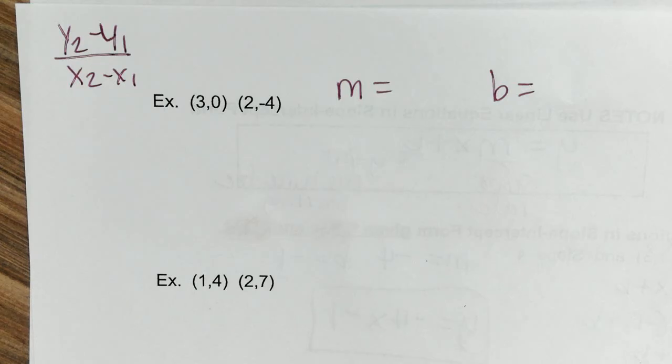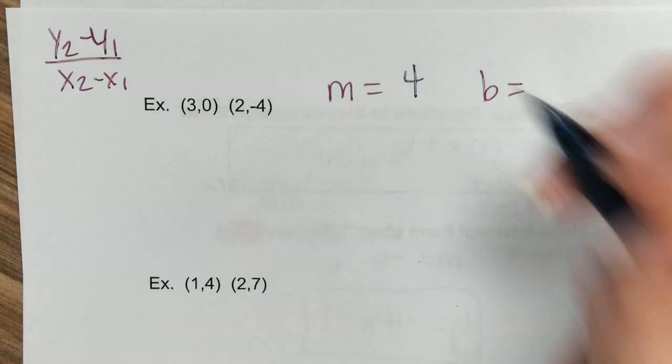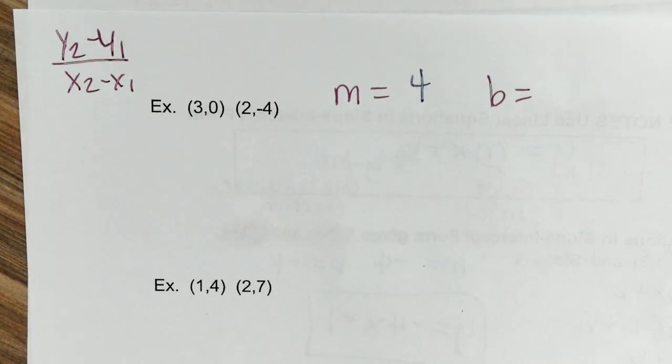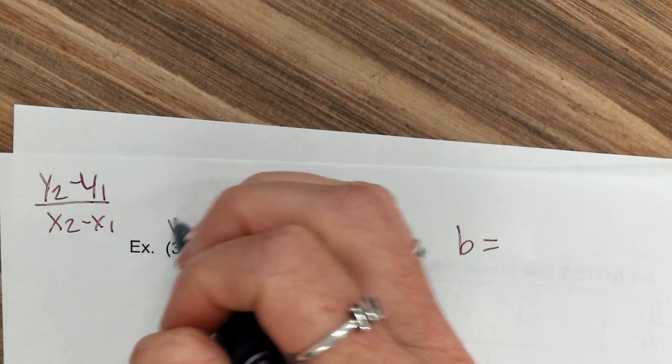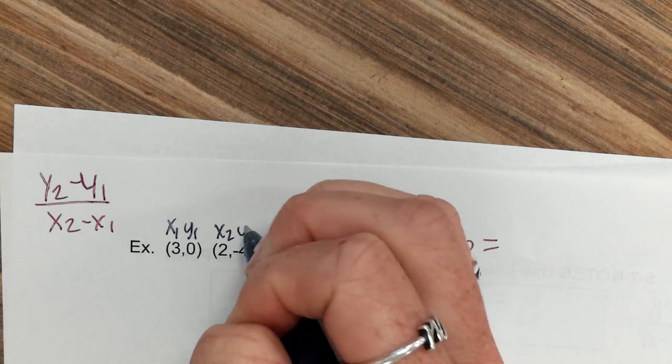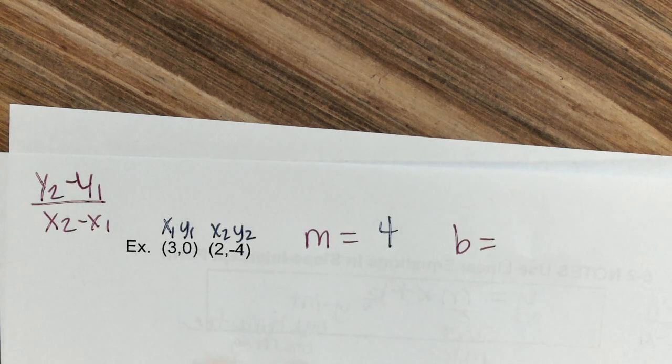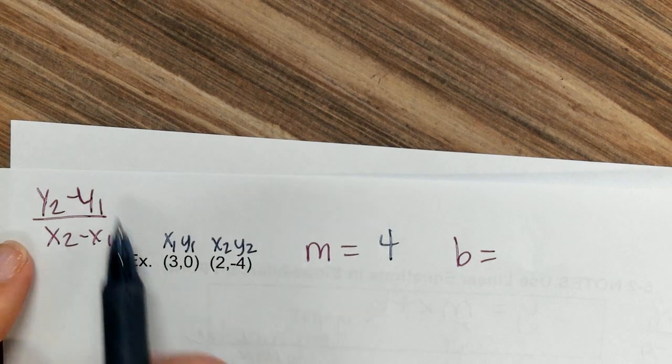Does everybody have the m? Do I need to wait on anybody? I want to make sure we're all good. What did y'all get for the m? 4. Does anybody need me to explain how we found m? Okay, this is x1, y1, x2, y2. So I had to follow this formula.